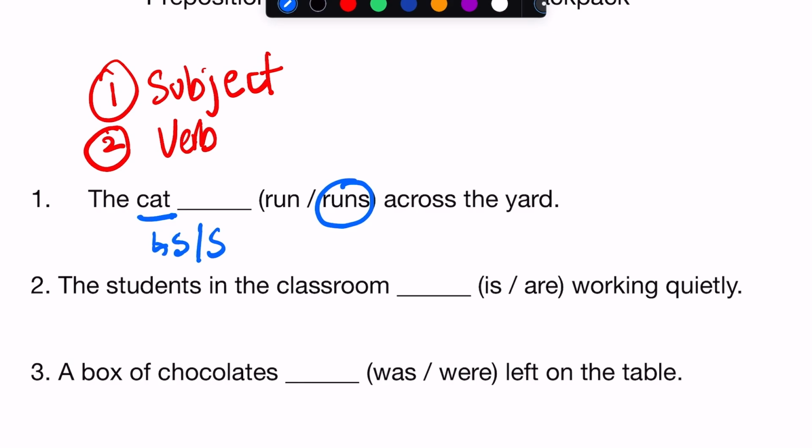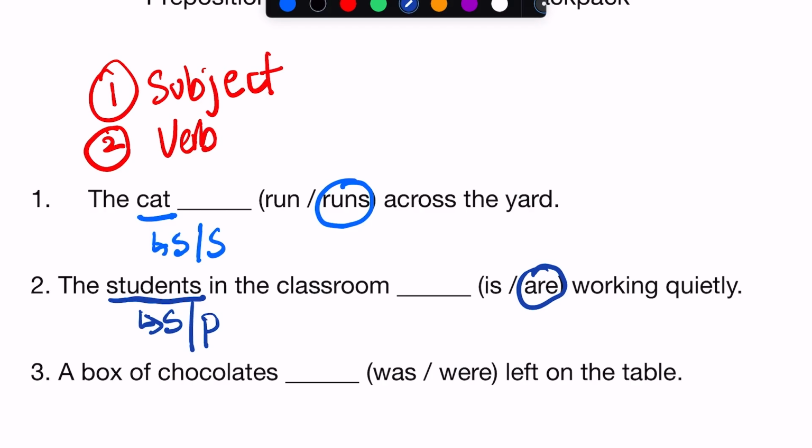The next one, students in the classroom is/are working quietly. So you need to ask yourself, what is the subject here? The subject here is the students, and it is plural. So we would write the word are.